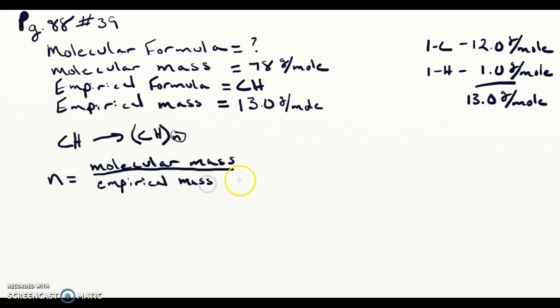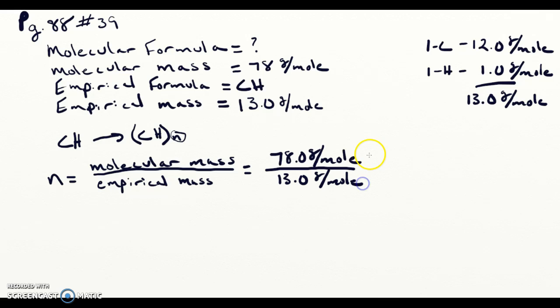Now that we have this, we can just plug it in, and it's going to be 78.0 grams per mole. I believe it's just 78, but I don't have my book with me. And then this here should be 13.0 grams per mole. You divide this out, and 78 divided by 13 should be 6. Remember, you should always get a whole number. So it's 6. 6 is this magic number.